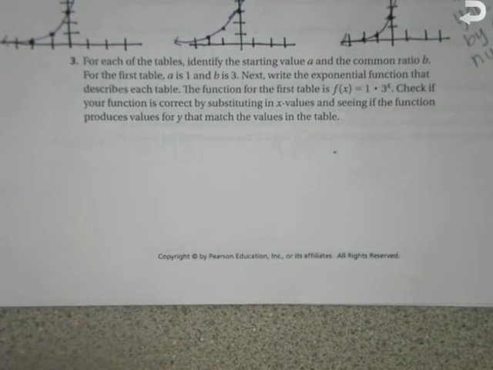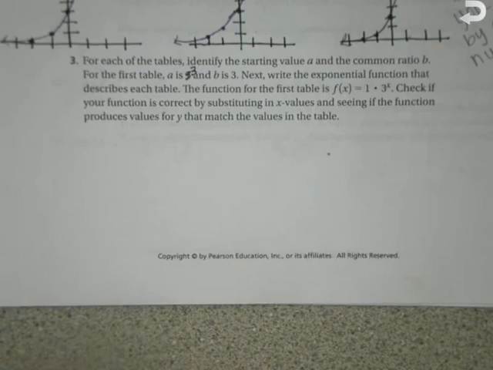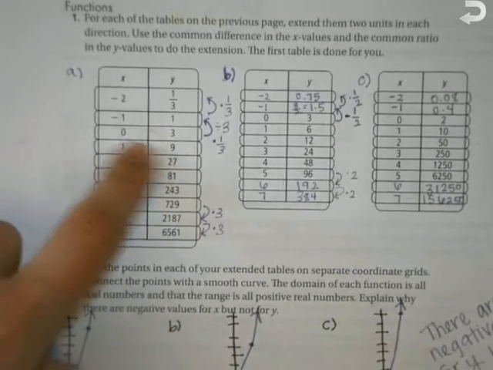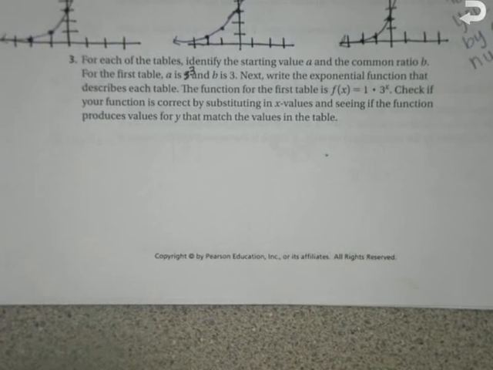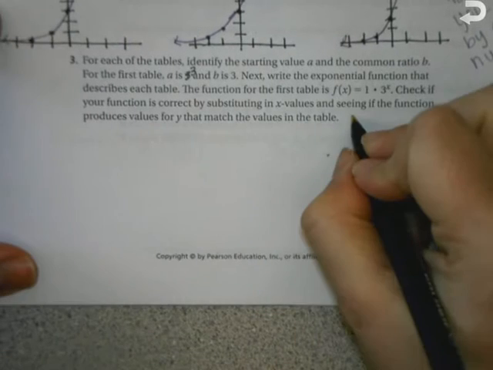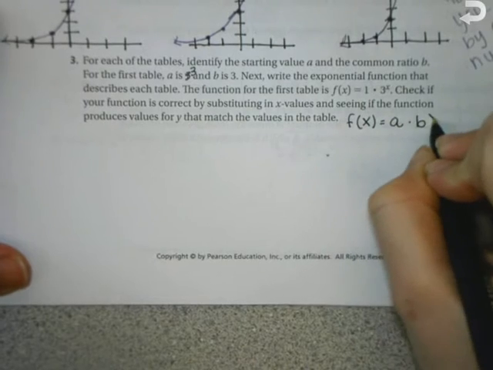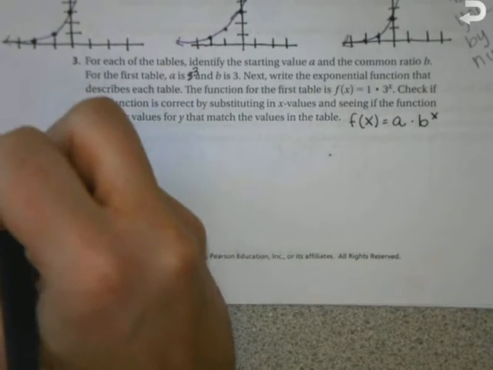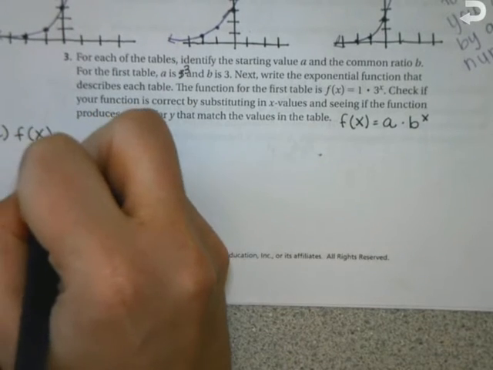Now, there is a typo on this. The starting value for A is not 1, it's 3, because at x equals 0, we get 3. I don't know why it said 1. Okay? So using the parent function for the function family, f of x equals a times b to the x, A is the starting value.